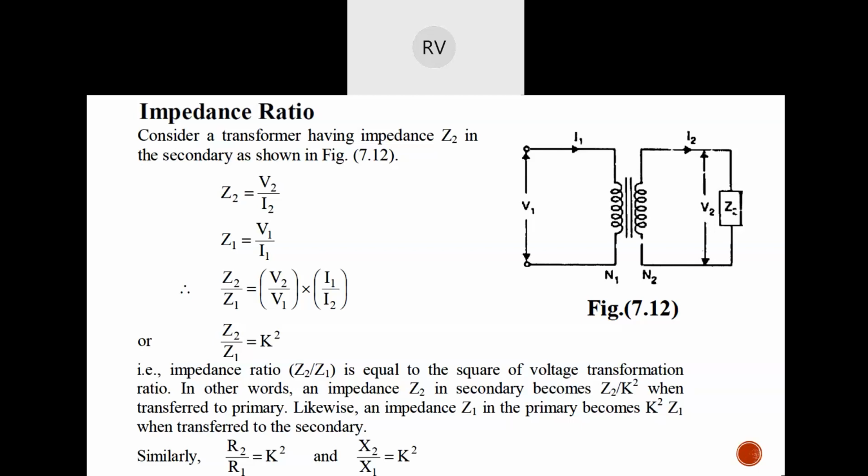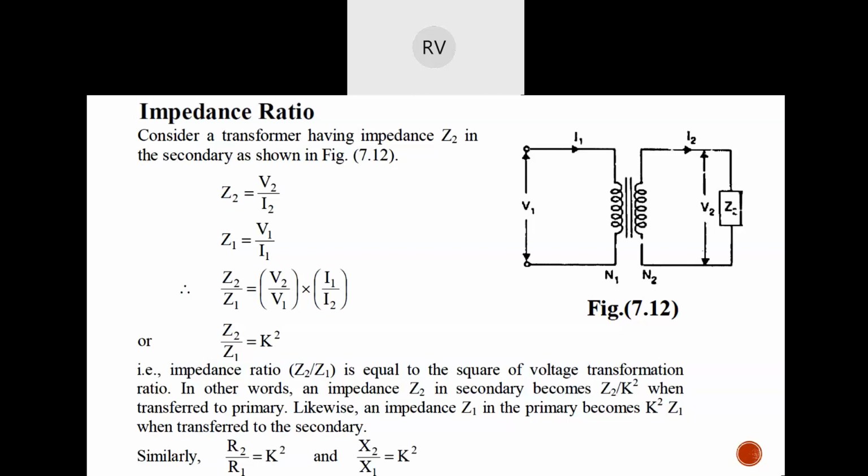So Z2 by Z1 is equal to K square. This is the impedance ratio. So the impedance ratio is equal to the square of the voltage transformation ratio. In other words, an impedance Z2 in the secondary side becomes Z2 by K square when transferred to the primary side.